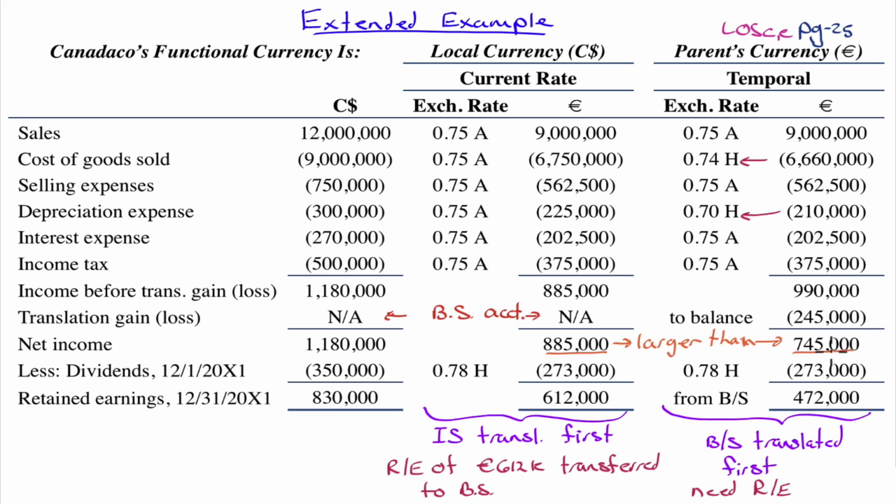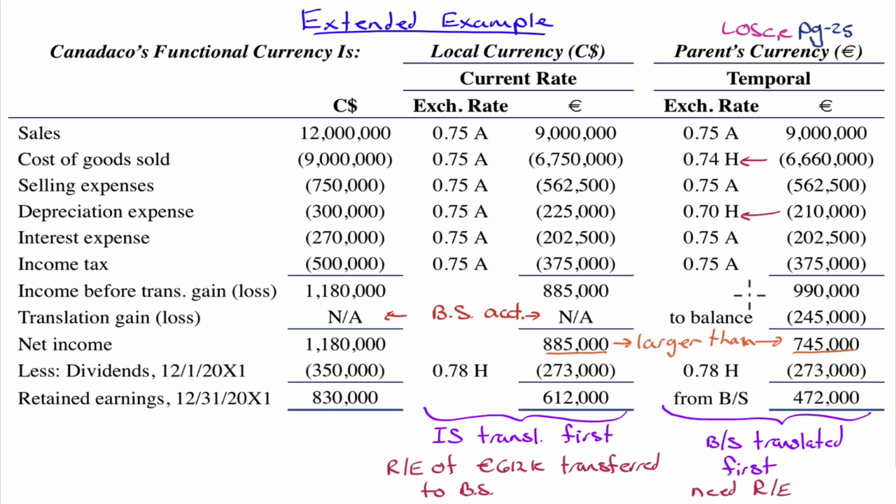Now, here's the thing that you want to pay attention to. Our net income under the current rate approach, 885, is larger than 745, roughly some 16, 17, 18% larger, because the translation gain or loss will not hit the income statement. So it's easy enough to see that this has a translation loss. If the translation loss didn't hit the income statement on the temporal method, you'd have 990 versus 885.